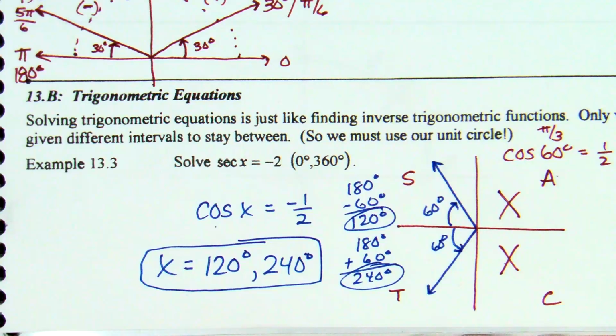So yes, if you see inverse, we have to worry about staying in our correct quadrants. If we're solving an equation, like what we were just doing here, you have to consider all 4 quadrants. Realizing if it's a positive, there's probably 2 positive answers. If it's a negative, there's probably 2 negative answers.